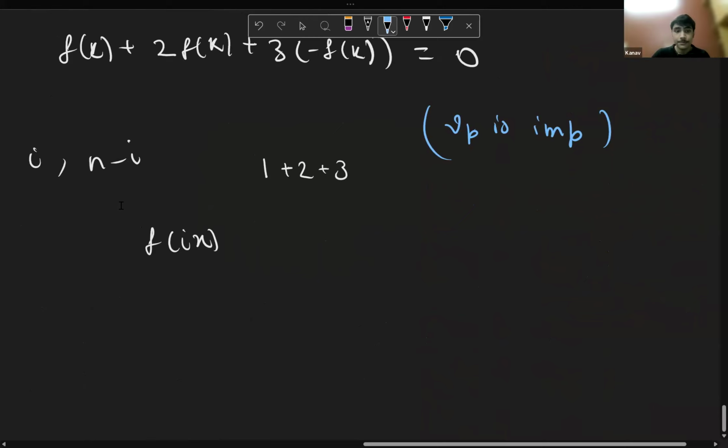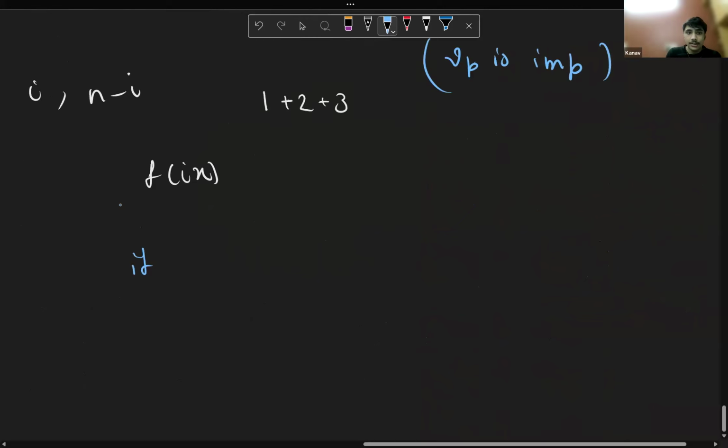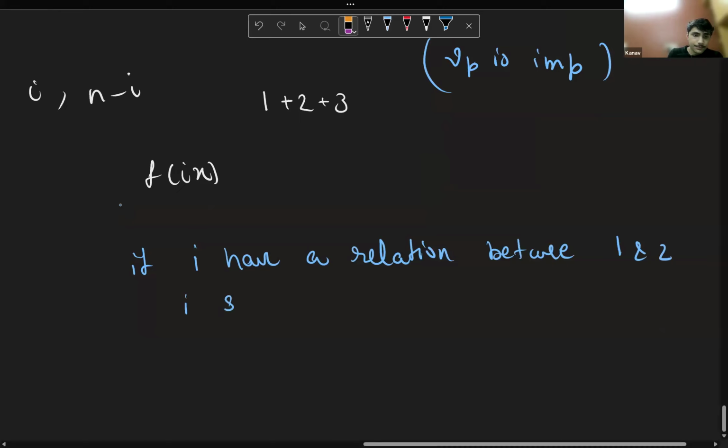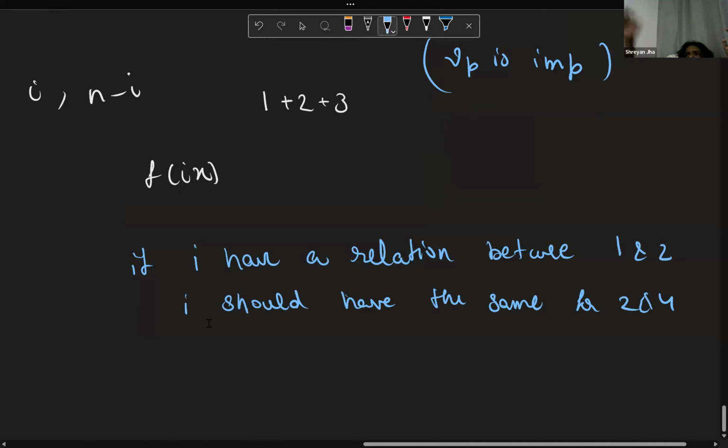Great intuition. So you're saying if I have a relation between 1 and 2, I should have the same between 2 and 4, and we can do that and so on. If we have a relation between 1 and any prime smaller than n, then we have a specific thing. So we just have to show that we can decide something for the primes.